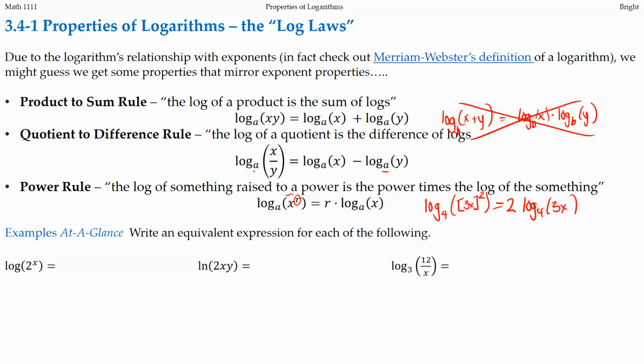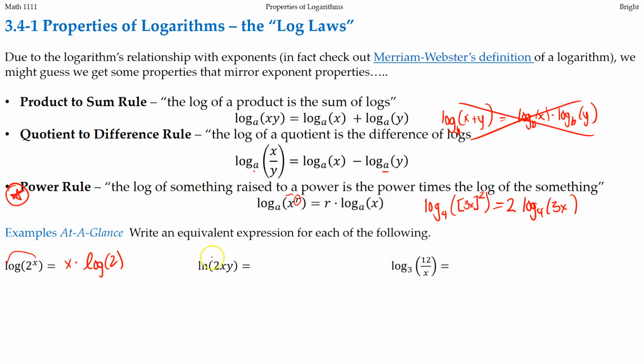Okay, so for the first one, we notice that inside the logarithm there is 2 to the x. There's an exponent on the 2, right? So that means I can use the power rule. The x can come out in front as a coefficient, x times log of 2, and I'm done. We can't apply the product rule. There's no product inside. There's no quotient inside, and we've done the power rule, so we're good.